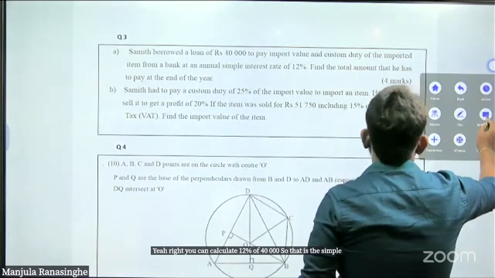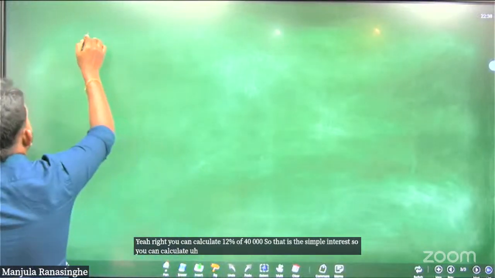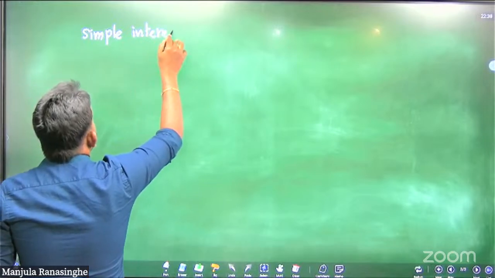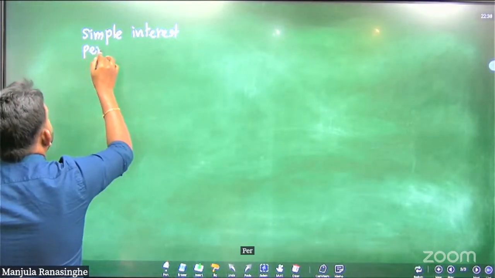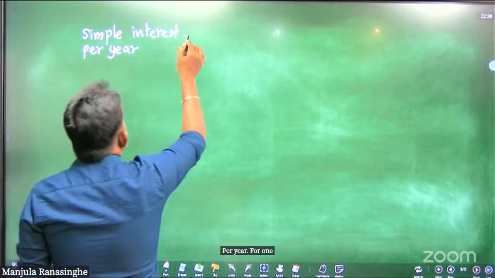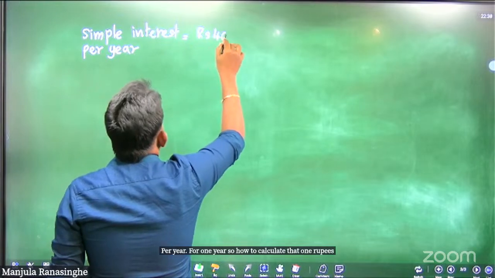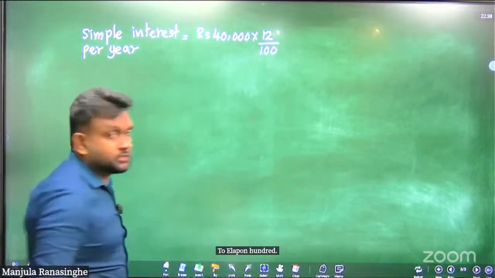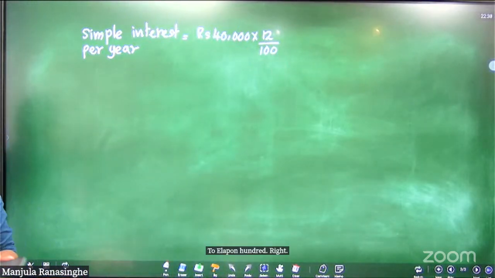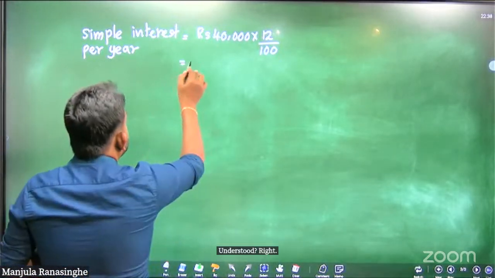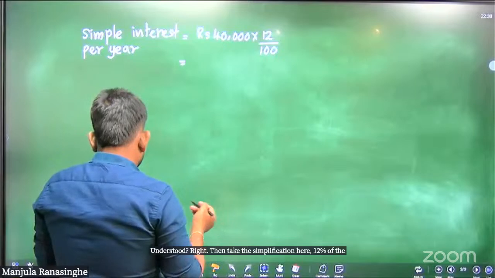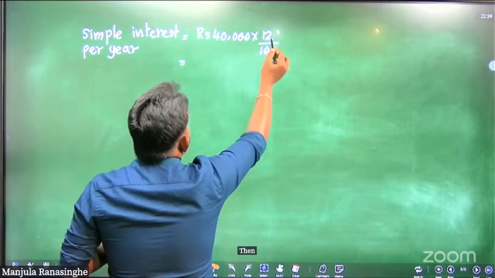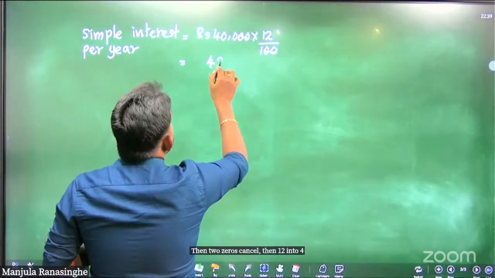So you can calculate the simple interest per year, per 1 year. So how to calculate that one? Rupees 40,000 is the loan into 12%, 12 upon 100. Understood? Right. Then take the simplification here. 12% of 40,000. Then 2 zeros cancel. Then 12 into 4, 48, and 2 zeros there.